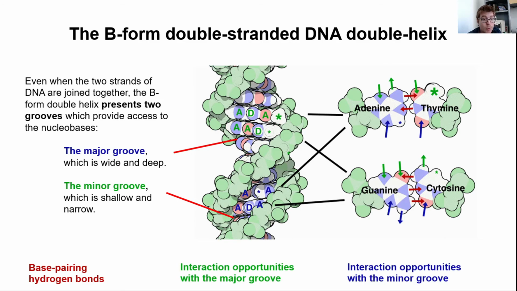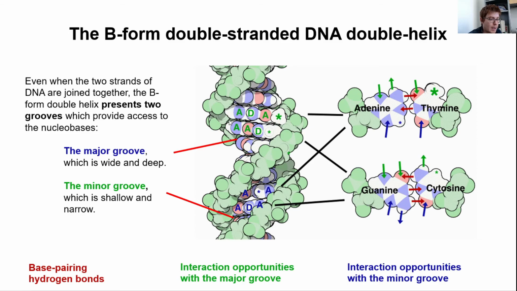Okay, but one other thing that's interesting about B-form DNA to appreciate is that you don't necessarily have to pull the strands apart to know some of the sequence information that's inside. And that's because the B-form double-stranded DNA helix, when joined together, presents two large grooves which provide access to the nucleobases. And so if you look at this kind of space-filling representation here, we've got the sugar phosphate backbone here in green, and you'll see that there's these two grooves that provide some access to the nucleobases inside.